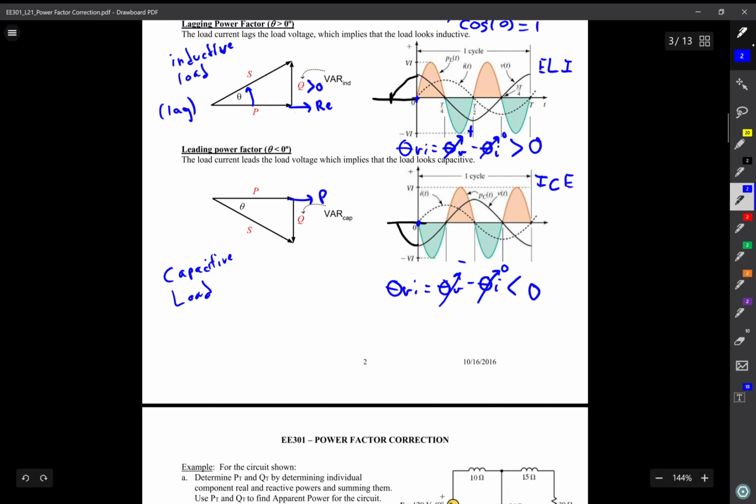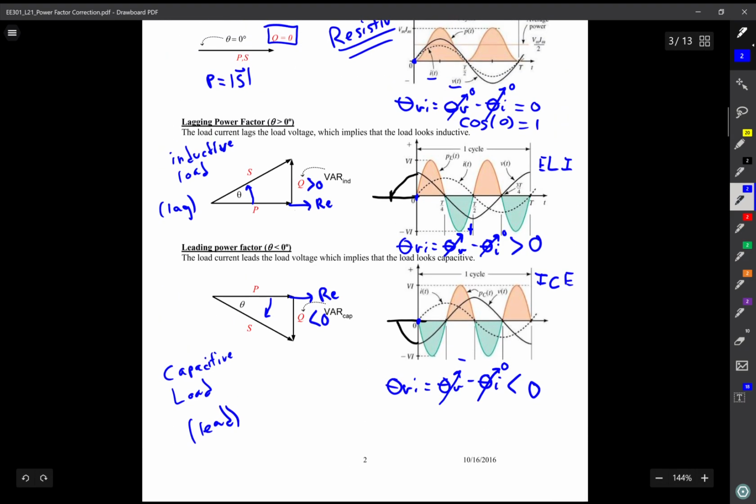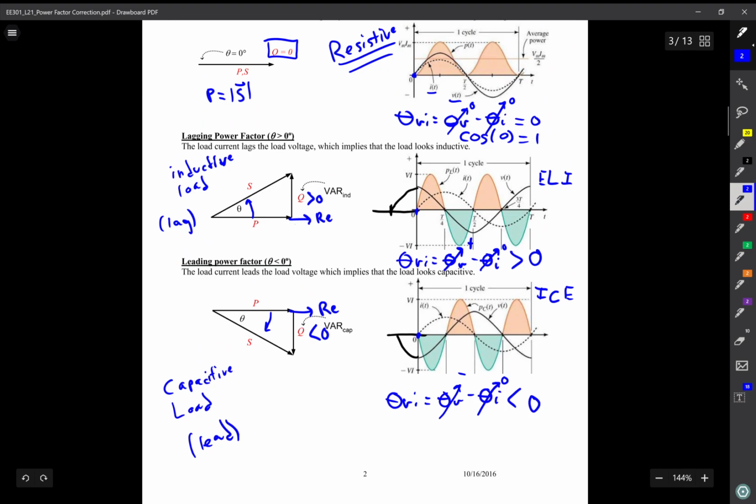I'm looking over here at the real axis, and a negative angle is going in the clockwise direction from the positive real axis. And therefore, Q is going to be less than 0. This is what we call a leading power factor. Okay, so these are the three types of power triangles that we can see. One with a reactive power Q greater than 0, and one less than 0.